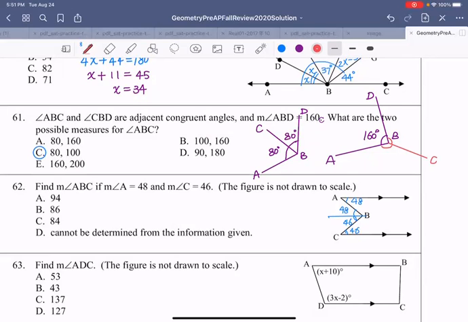So when we draw this way, look, how much will be ABC? This is 160. The whole circle is how much? 360. So we do 360 minus 160 equals 200. And then because these two are equal, 200 over 2 will be 100. Does that make sense?